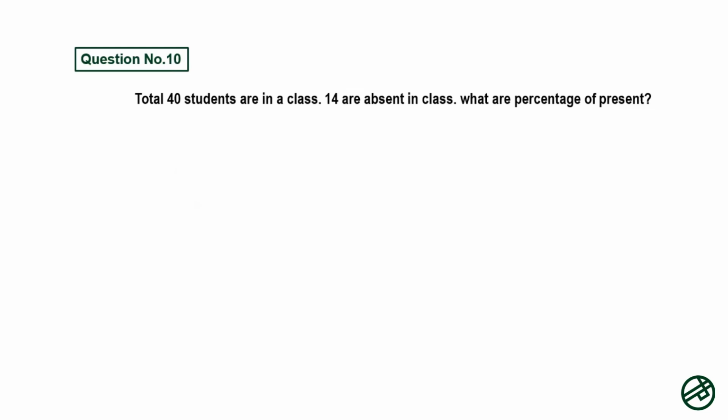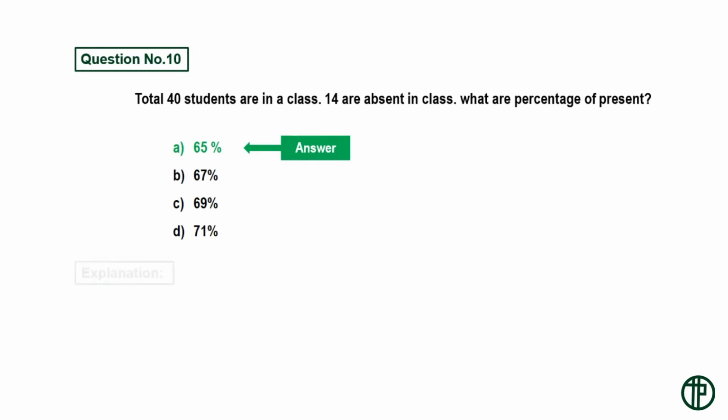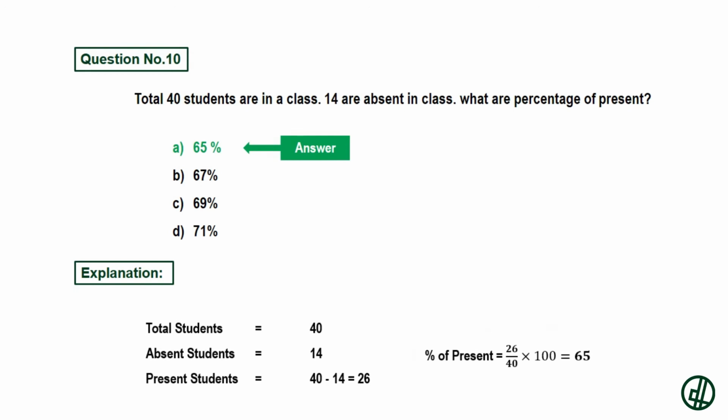Question number 10. Total 40 students are in a class. 14 are absent in class. What is the percentage of present? Option A, 65%. Option B, 67%. Option C, 69%. Option D, 71%. Answer is option A, 65%. Explanation.